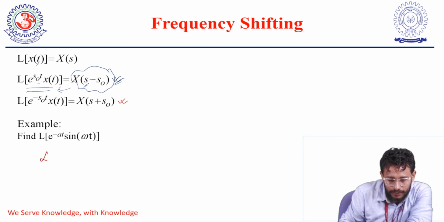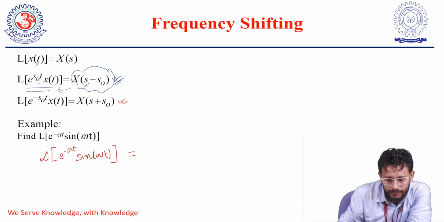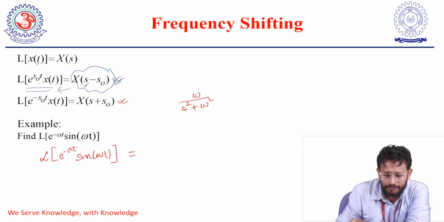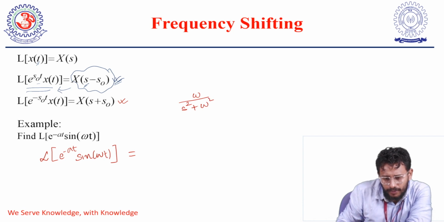Now the Laplace transform of e to the minus at sine omega t must look like a certain form, so let's try to get what sine omega t's Laplace transform is first. Now that basically looks like omega over s squared plus omega squared. Now what exactly is the frequency component here? This s, it bears sigma and j omega. Now this is the frequency component here.